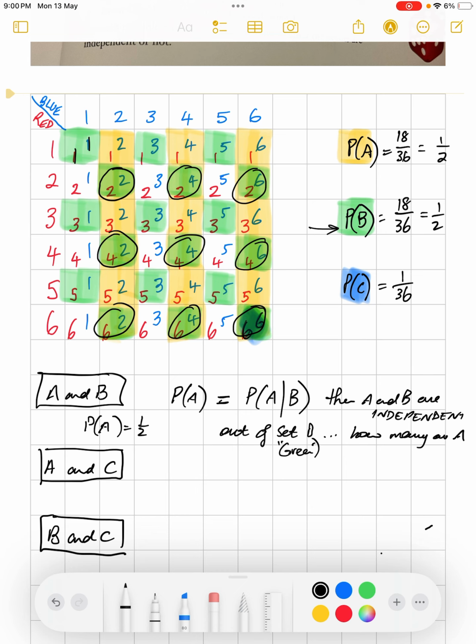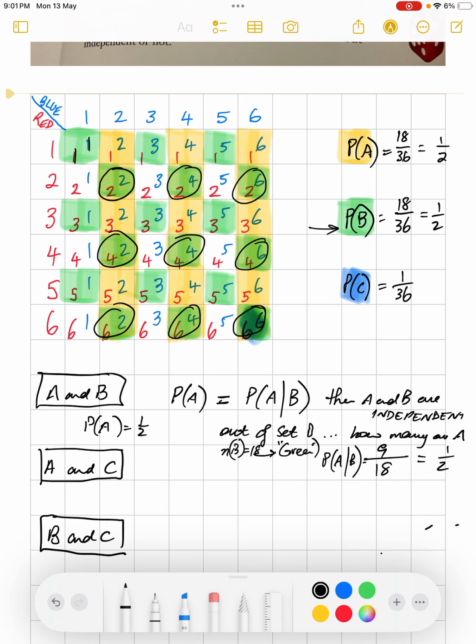Now, there are only 18 which are green. All right? And the number in set B is 18. So out of 18, how many are yellow? 9 of them. That means a half. So the probability of A given B is 9 out of 18, which is a half. Yes, a half equals a half.